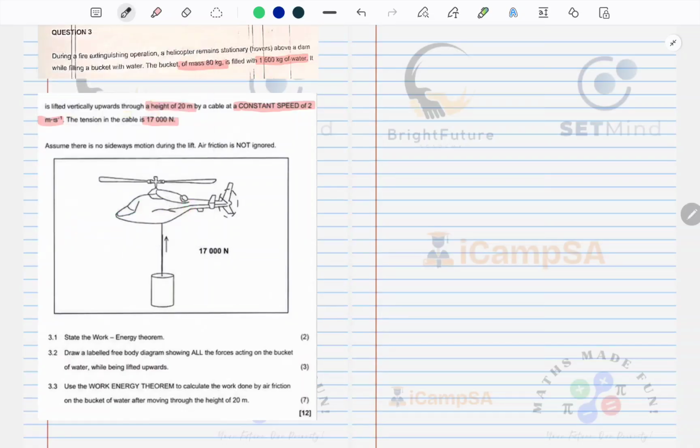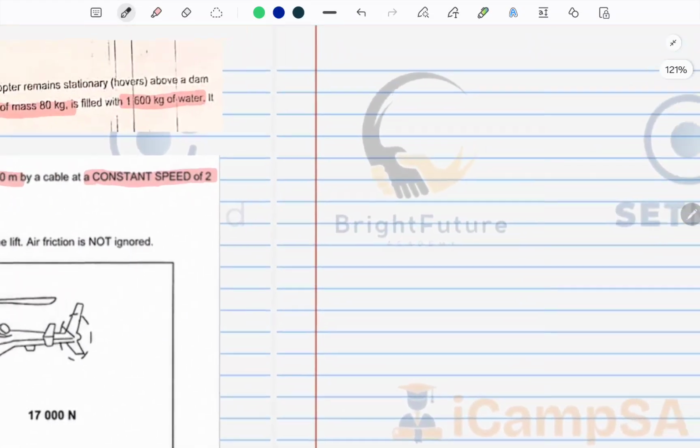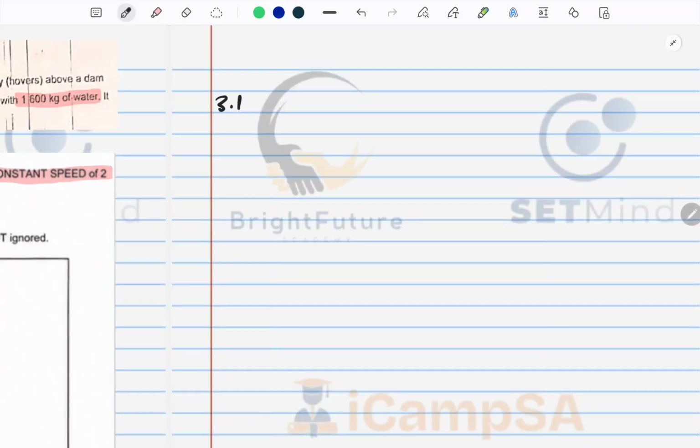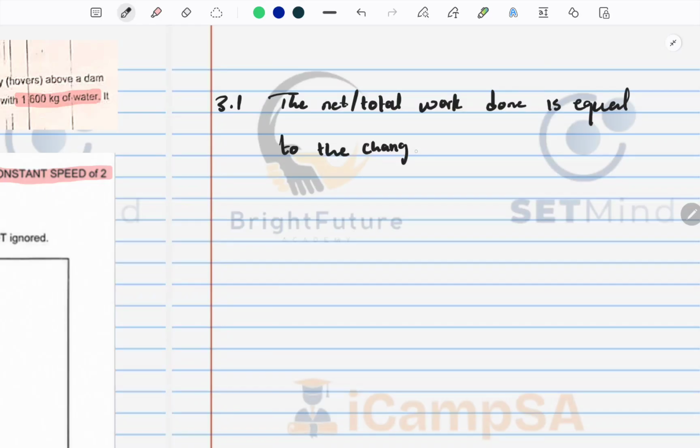Okay. So the first question is: state the work-energy theorem. Right. Work-energy theorem. We run and visit our example line again. Then we're going to say the net or total work done is equal to the change in the object's kinetic energy.